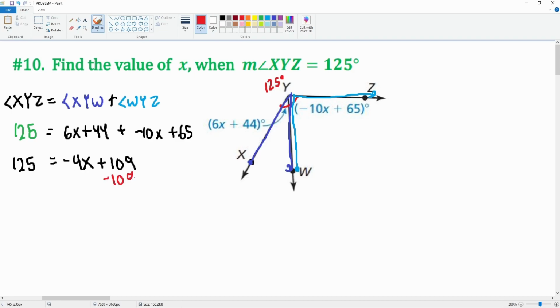We're going to subtract 109 from both sides so we can get the variable alone. 125 minus 109, this gets us 16 is equal to negative 4x. We divide by negative 4 on both sides. This cancels. 16 divided by negative 4 gets you a value of negative 4. That is the value of x.